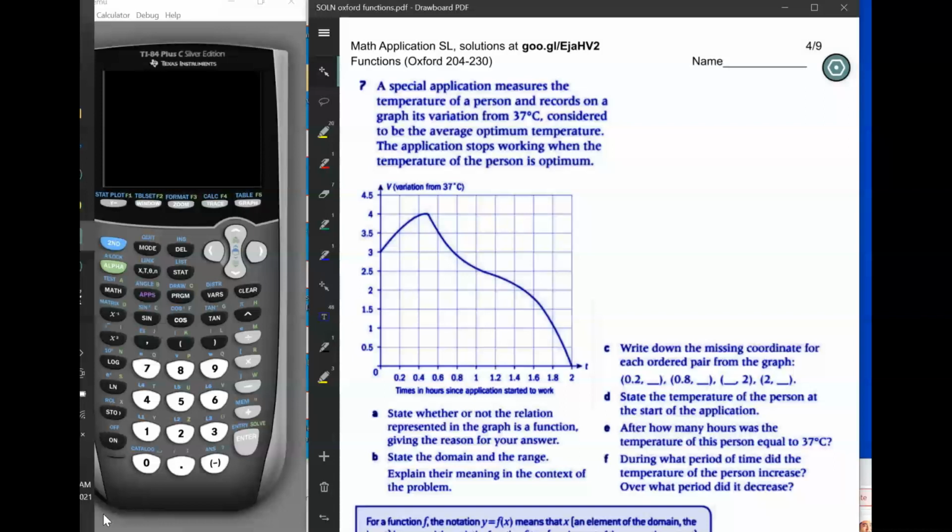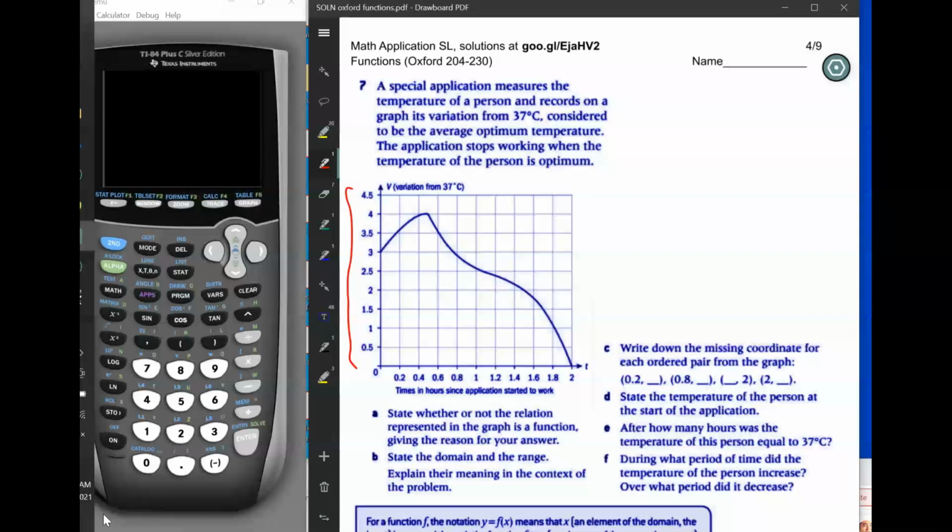Okay. So basically, it might take a little bit of thinking, but these numbers here on the right side are how many degrees centigrade you are above 37. So like 1 would mean 38 degrees Celsius, for example. Okay. And of course the x-axis is time, as it often is.